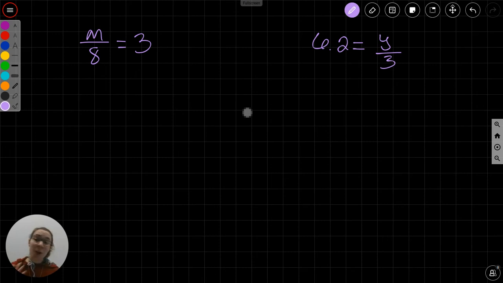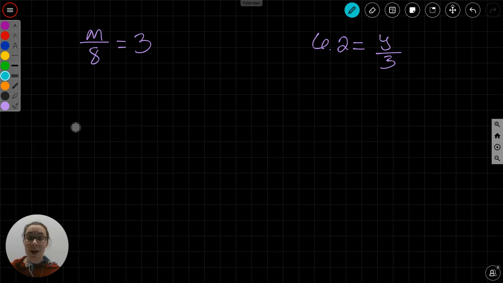So, just like when we were doing addition and subtraction equations, in order to solve for our variables, solve for m, solve for y, we are going to be doing inverse operations. Inverse operations is the opposite. What is happening to the m here? It's being divided. What is happening to the y here? It's being divided. In order to undo that division, I'm going to multiply.